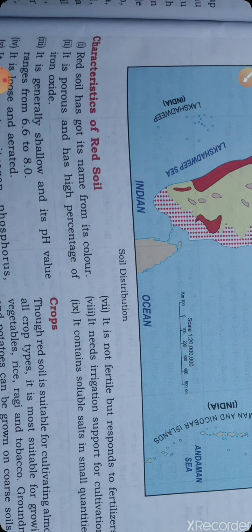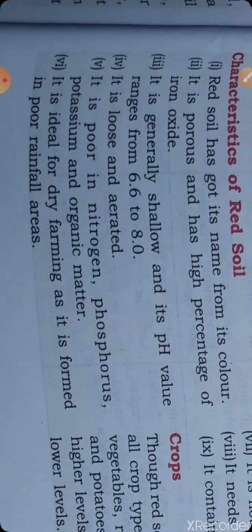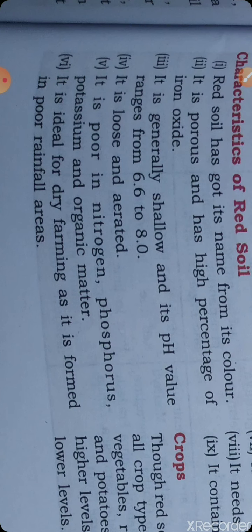Okay. Now let us move to characteristics of red soil. What are the characteristics of red soil? I'll read for you. Red soil has got its name from its color. It is porous and has a high percentage of iron oxide. It is generally shallow, and its pH value ranges from 6.6 to 8.0. It is loose and aerated. It is poor in nitrogen, phosphorus, potassium, and organic matter. It is ideal for dry farming as it is formed in poor rainfall areas.